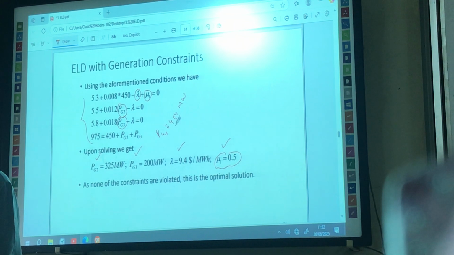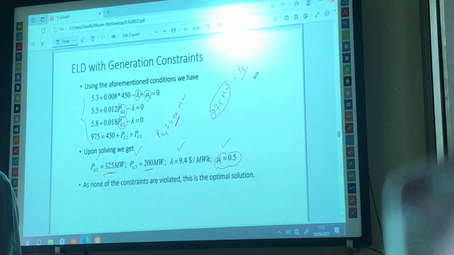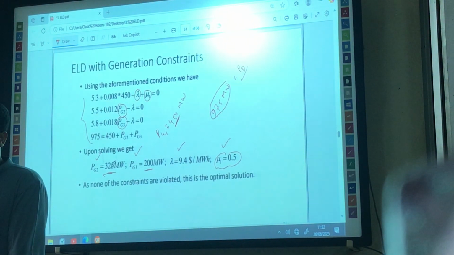Now add this 450, this 325 and 200. You will get 975 megawatt. Exactly, that is matching with your loading, right? So your equality constraint is satisfied. Also your inequality constraints, or the generation limits, are also satisfied, right? Have you got the idea? So this is your final set of solutions.